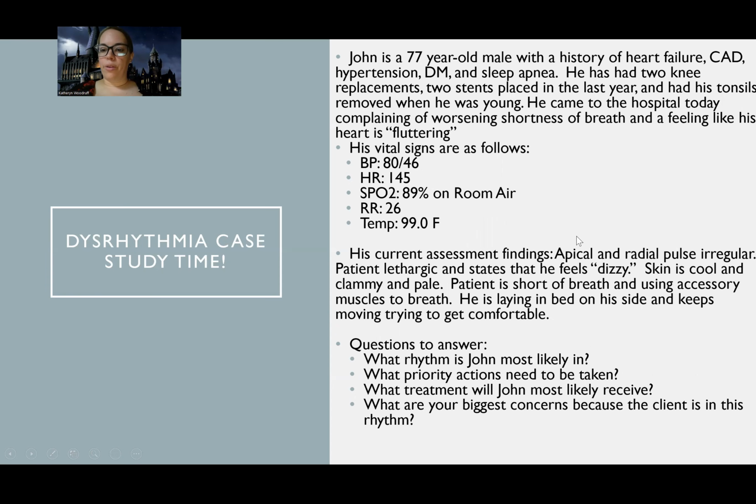So you listen to his apical pulse and feel his radial pulse. They're irregular. He's lethargic and states that he feels dizzy. His skin is cool, clammy, and pale, so he's showing signs of poor perfusion. He's short of breath, using accessory muscles. He's lying in bed on his side and keeps moving to try to get comfortable. So he's really restless and anxious, probably because of the lack of oxygenation. We have a patient in a fast, irregular rhythm. What is a fast, irregular rhythm? That we had to know about.